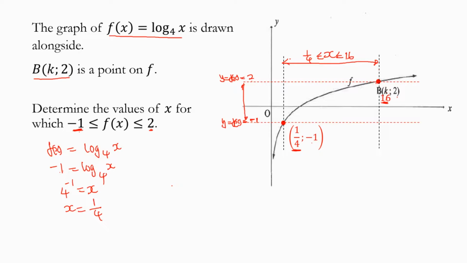Therefore, the answer is x is from 1 over 4 to 16, or you can write using interval notation and say x is an element of 1 over 4 included. So you're using the square bracket there, to 16 included. You can write it like that.